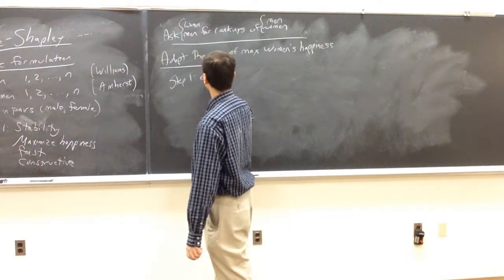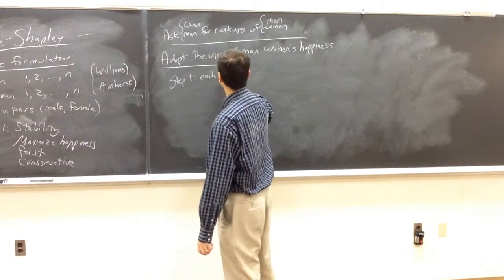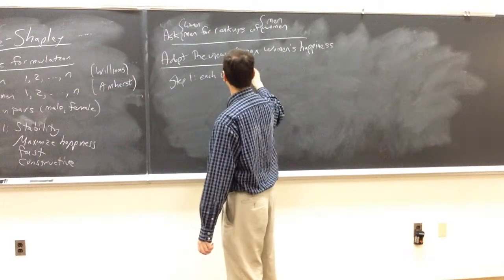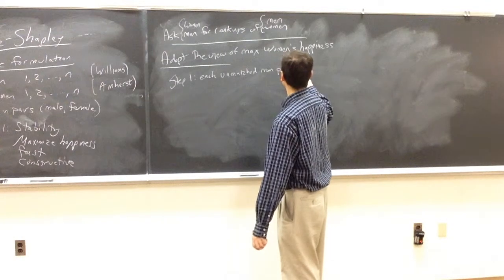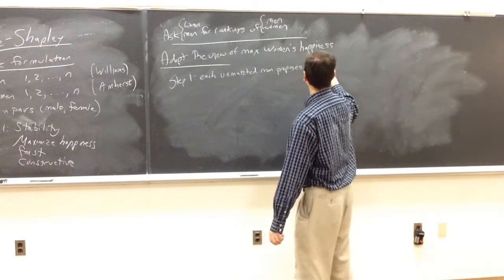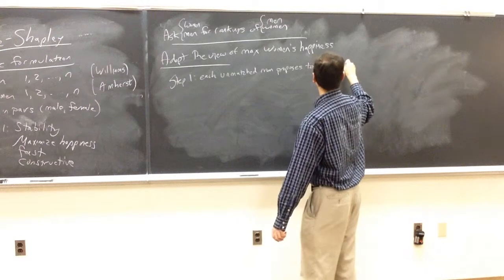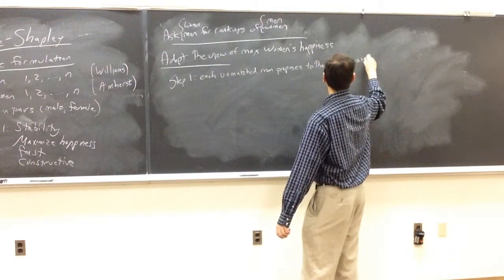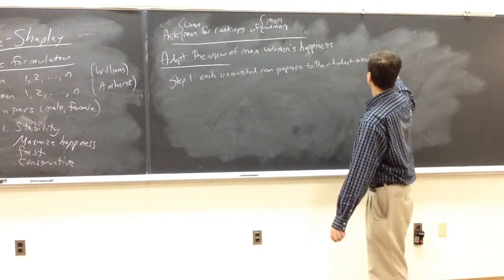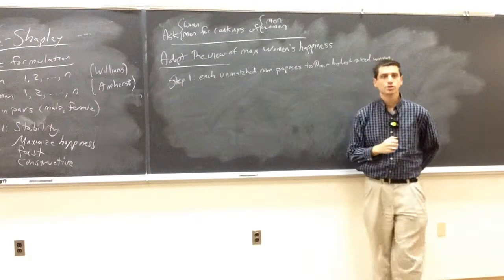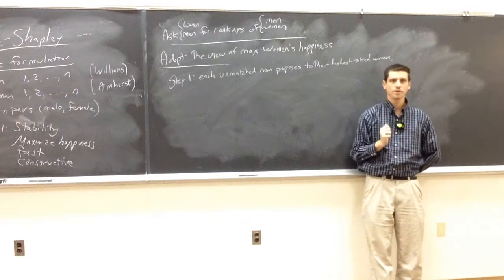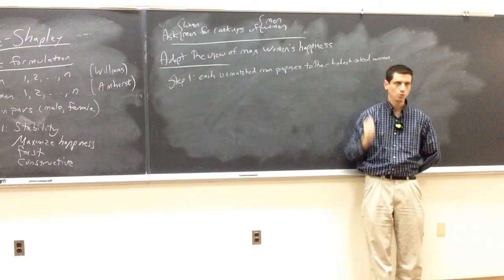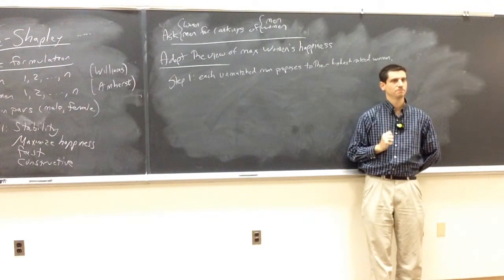Step one, each unmatched man proposes to the highest ranked woman. Right? So each man surveys the field and goes to the woman they desire the most and says, will you marry me? And you know what the woman says?